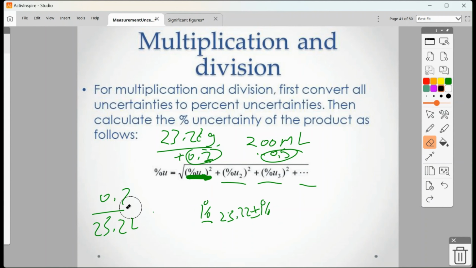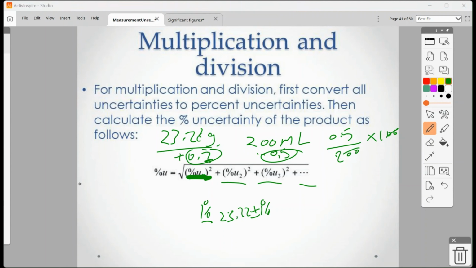Now I change it into percentage uncertainty. Let me change this also. So I'm going to divide 0.5 divided by 200 multiply by 100. Cancel these two zeros. 0.5 divided by 2 gives 0.25. But I can round it, so it will be 0.2%.